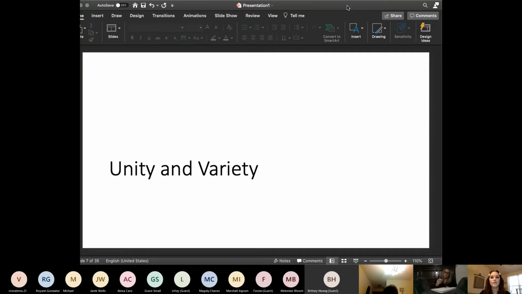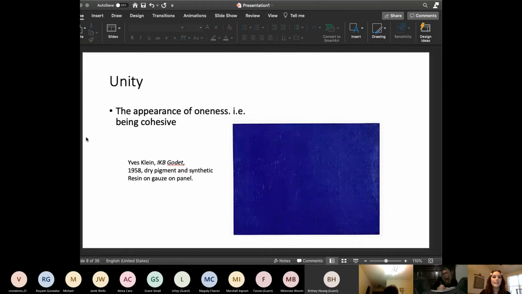Starting off with unity and variety. Unity is the appearance of oneness or being cohesive. So can someone unmute and tell me how this painting that we're looking at by Yves Klein is cohesive? What makes it cohesive? Don't think too hard, guys. It's all one color. Yeah, exactly. It's all one color, specifically the color blue.